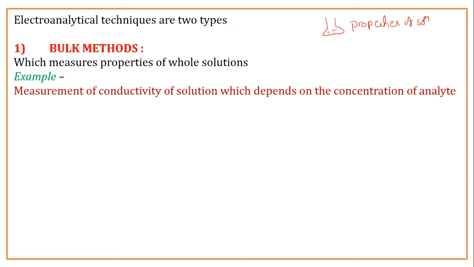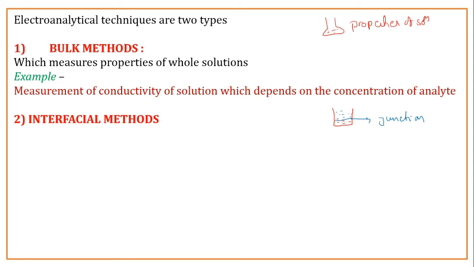The second method is interfacial methods. So what is the interfacial method? For example, here I am first taking one solution. To this I am going to add another solution. When you add these two solutions, we have two layers, one aqueous and another organic. Now, in the interfacial method, you are going to measure the properties at this junction. So that is called the interfacial method.